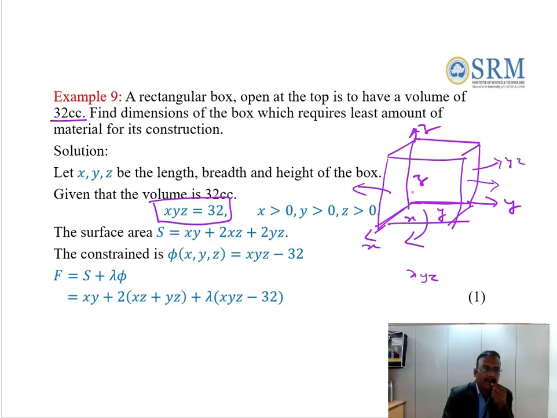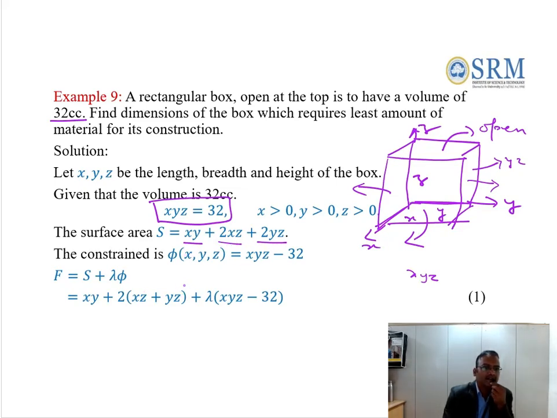Therefore, the total surface area is the sum of the areas of all these plates. For the bottom plate, we have the area xy, and then there are two vertical xz planes, therefore 2xz, and two vertical yz planes, therefore 2yz. So the total surface area is xy plus 2xz plus 2yz, right? But the top is open, otherwise we would have 2 into xy. Since the top is open, the total surface area is xy plus 2xz plus 2yz.